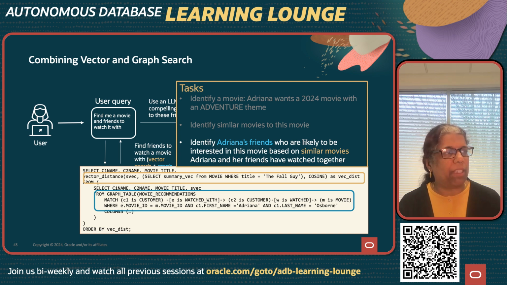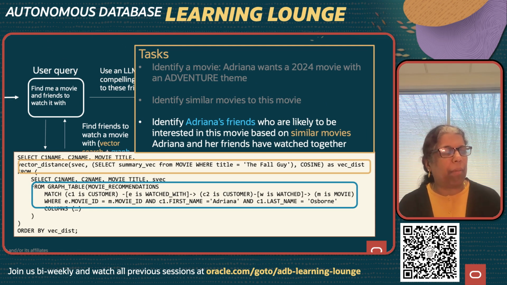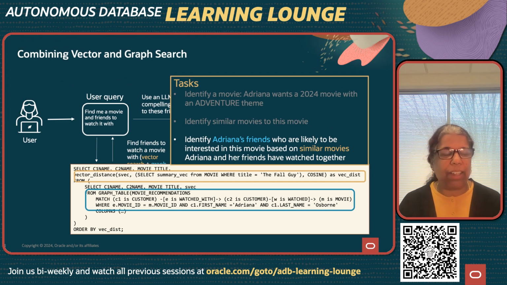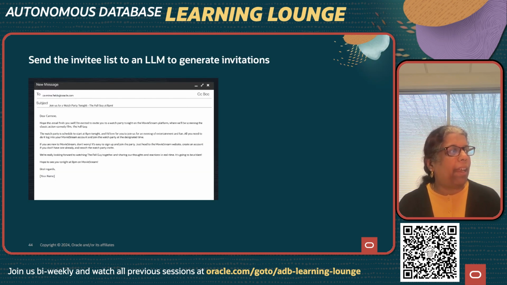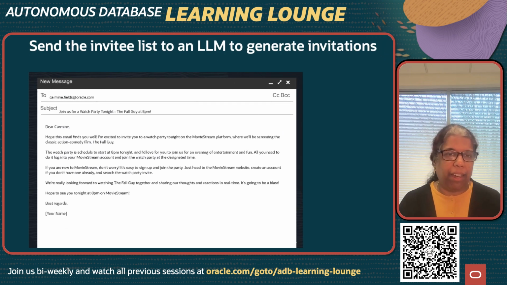That's when we have this interesting query where a vector search tells me, find me movies that are similar to this movie, and find me Adriana's friends who have watched that movie, who will be interested in such a movie, a movie similar to the Fall Guy. These are the folks it would be interesting for Adriana to invite to a watch party. Once she sends this list of email addresses to an LLM and says, write a compelling email, the LLM will do the rest. So it's a simple matter of writing these queries in the database.